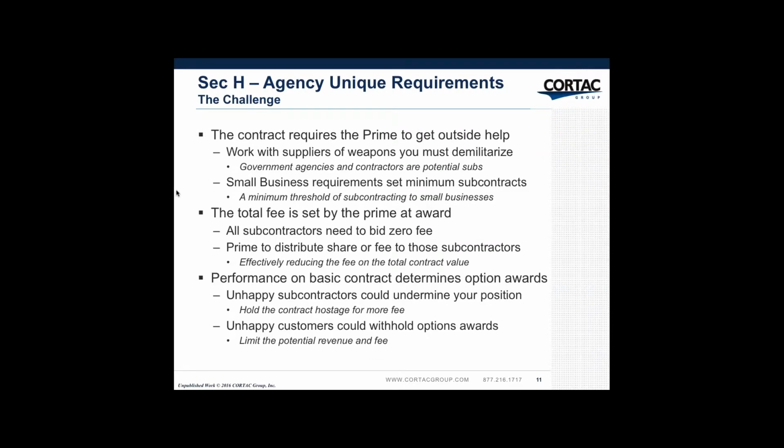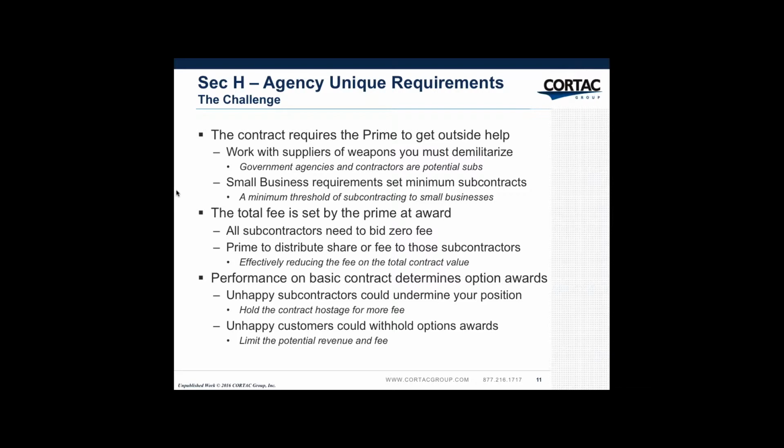The challenge is the contract requires the prime to get some outside help, and typically you might have to get that help from 2 sources. First of all, the folks that made the weapons that you're going to demilitarize, you may have to get some design information, or you might have to get something out of them, which may require that you work with government agencies or subcontractors who made those units. And then, of course, there were small business requirements that set minimum subcontracts.